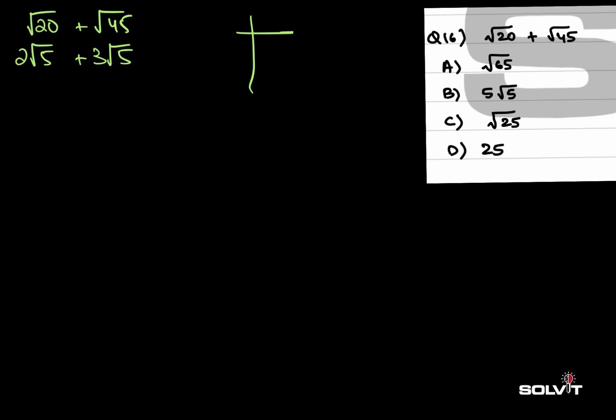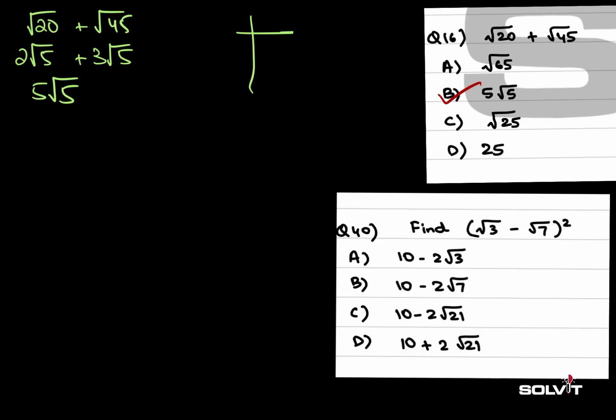And what is 45? 9 into 5, so 9 is the square root of what? Of 3, so 3 comes out and under root 5 remains. So this is the trick, this is how I quickly solved it. Now, since the roots have become the same, that means the variables are the same. We can add the coefficients and find the final answer. So 5 under root 5. So the answer will be B.